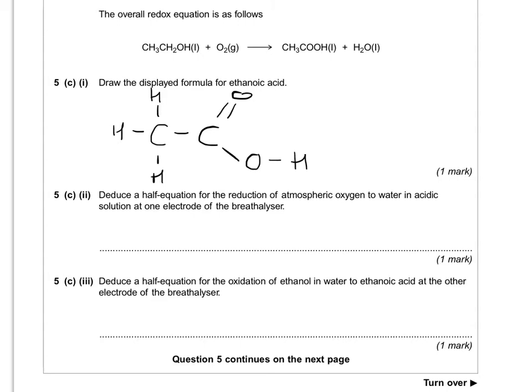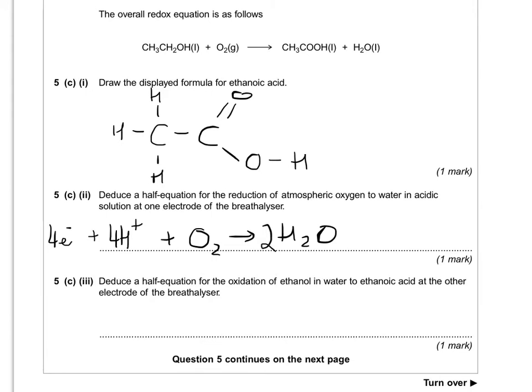Deduce a half equation for the reduction of atmospheric oxygen to water in acidic solution at 1 electrode of the breathalyzer. So we've got oxygen turning into water, and we can just balance this redox half equation as we always do. So first balance anything that's not hydrogen or oxygen. They're both hydrogen or oxygen, so we can't do that. Then balance the oxygens with water. We're just going to double this water up, like so. Then balance hydrogens with H+, so we need to add 4 H+ onto the left-hand side, and then balance with electrons, so we also need 4 electrons.